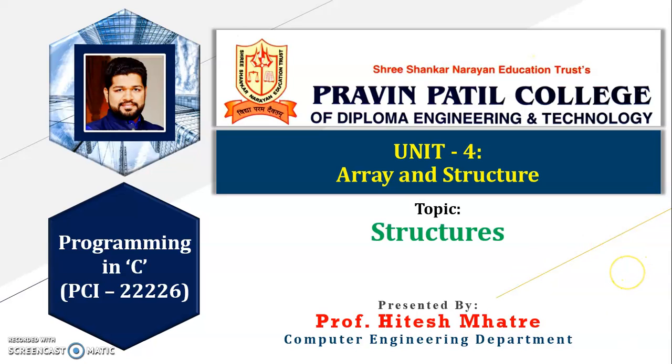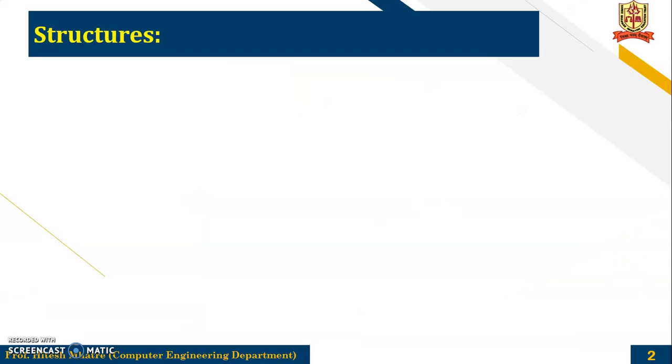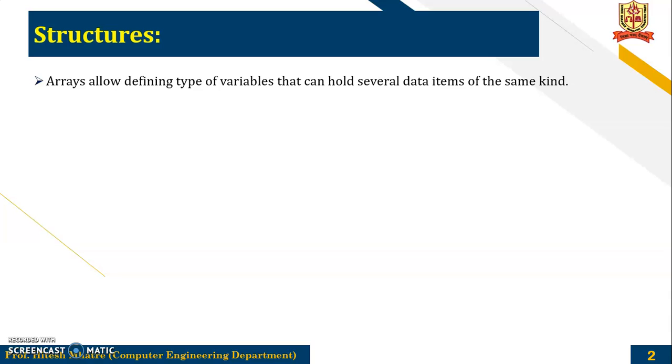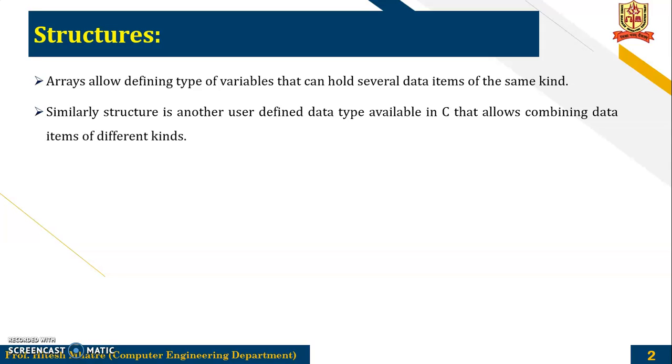Today we are going to learn about unit number 4, Array and Structure, and the topic is structures. So basically what is a structure? Now array allows defining the types of variables that can hold several data items of the same kind. Similarly, structure is another user-defined data type available in C that allows combining of data items of a different kind.